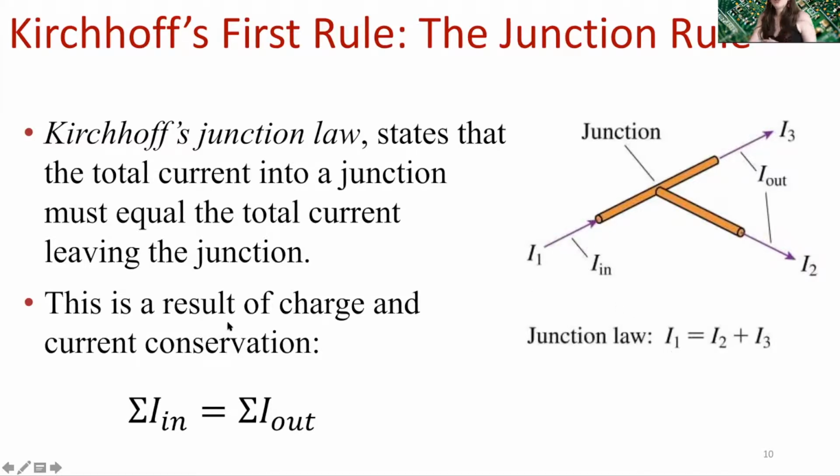Now this junction rule is a result of charge and current conservation. What comes in must be the same thing that comes out. We can write that as a more formal equation: the sum of all the currents coming into a junction has to equal the sum of all of our currents coming out of the junction.